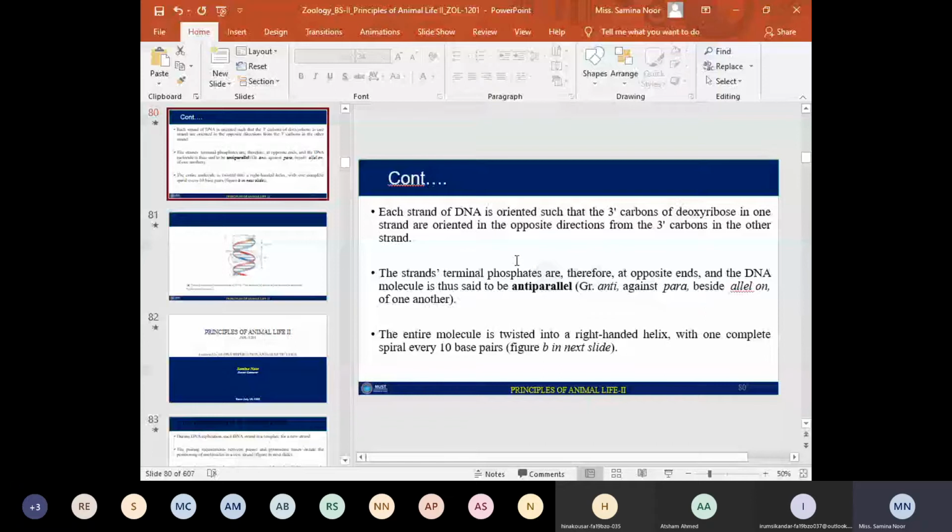The entire molecule is twisted into a right-handed helix, as we have discussed in the previous lecture, with one complete spiral every 10 base pairs.